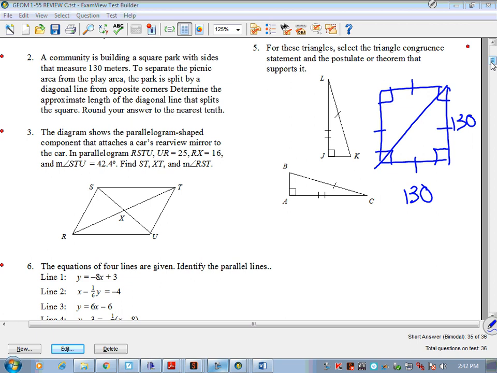I can solve, if you'll notice, that if I make this diagonal line a red line, that red line right there is the hypotenuse of that triangle. So I could use the Pythagorean theorem and say that 130 squared plus 130 squared equals c squared, and I could solve that.